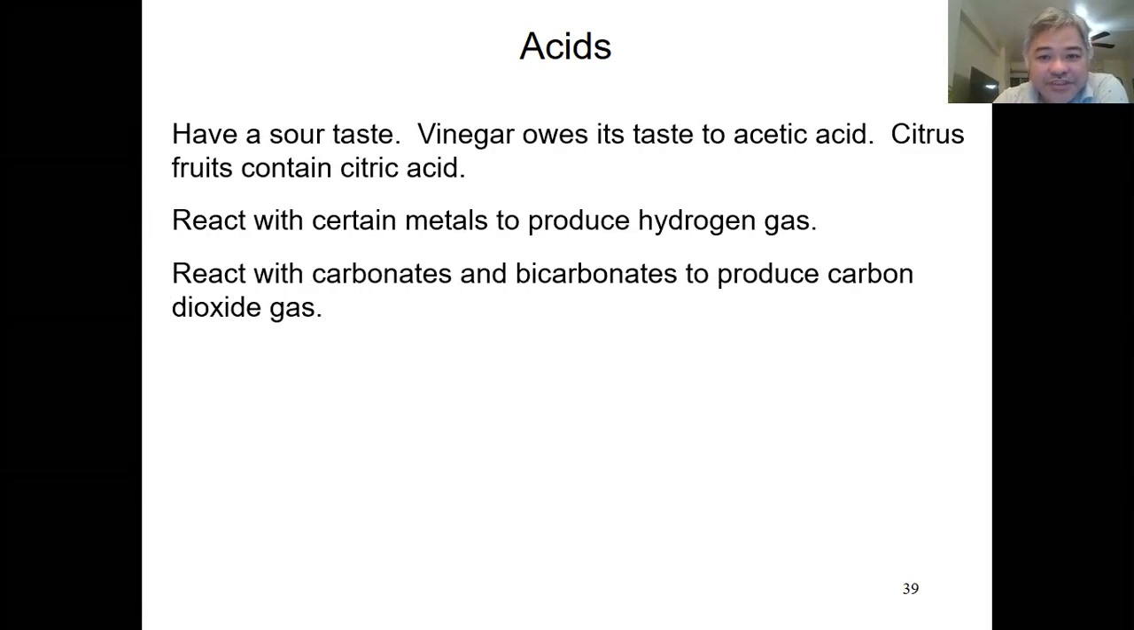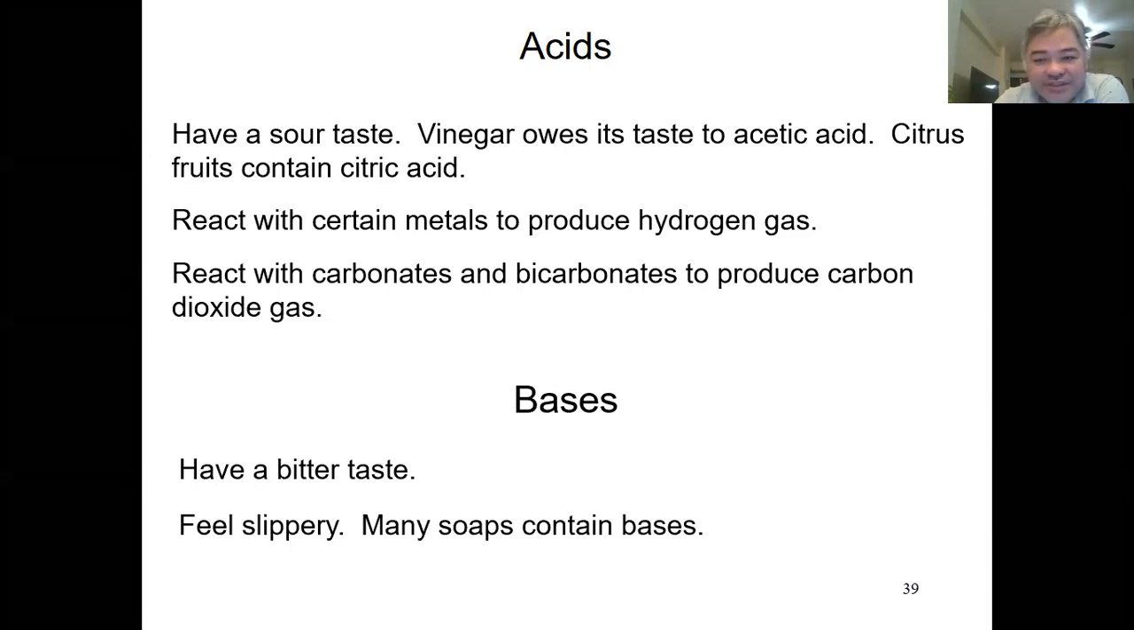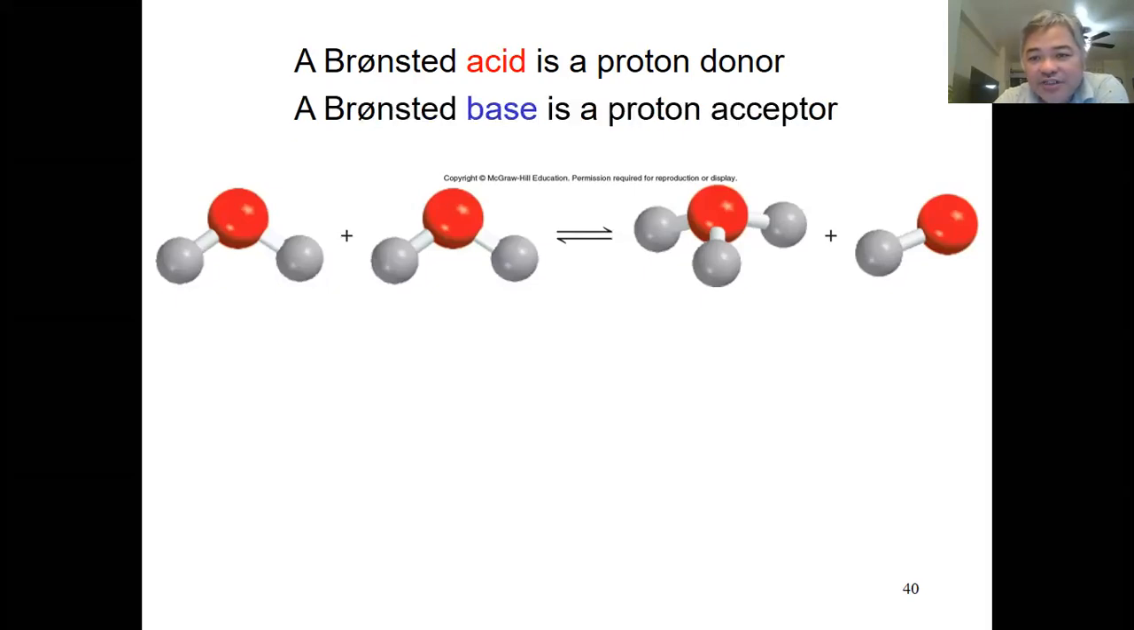Okay? So we have discussed about acid. We say its surface, react with metals to produce hydrogen, react with bicarbonates and carbonates to produce CO2. Bases, on the other hand, they have a bitter taste and a slippery feeling, like most of the soaps that we have. So last time we discussed about the Bronsted-Lowry definition of an acid, wherein we said an acid is a proton donor, or a hydrogen donor, while a Bronsted base is a proton acceptor.